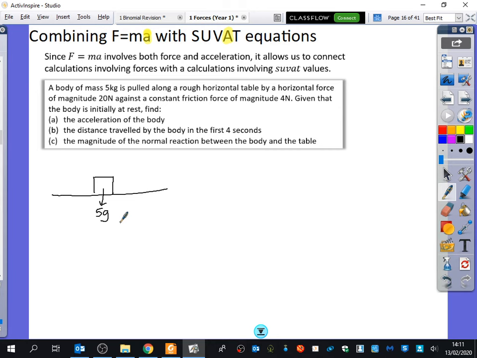Is there any forces going up? What do we call this one up? The contact force, or the normal reaction, the reaction force. So we've got the R going up there. We know that there is a force that's pulling it along of 20, and it says there's a constant frictional force of 4. Well, obviously a frictional force is trying to slow something down. It's going in the opposite direction. So we have 4 that is going to the right.